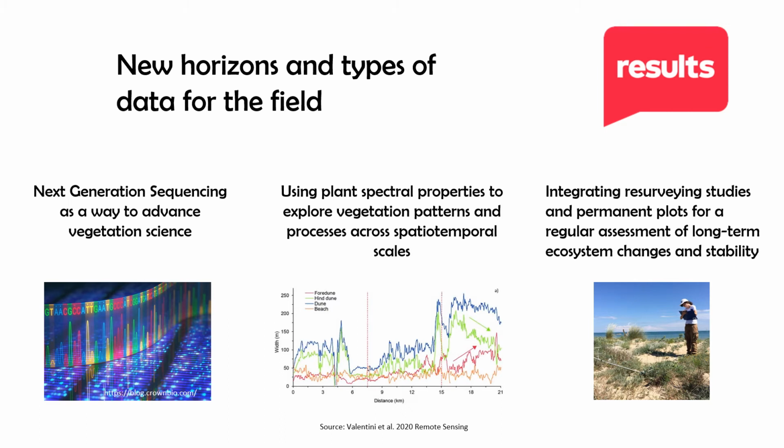Using plant spectral properties to explore vegetation patterns and processes across spatial-temporal scales. This also is a very promising tool that, combined with remote sensing advancement, can substantially contribute to improving the monitoring of biodiversity. And integrating resurveying studies and permanent plots for a regular assessment of long-term ecosystem changes and stability is very needed now in the context of global change. In particular, permanent plots allow us to capture nonlinear responses of community composition and function, so they're very important.